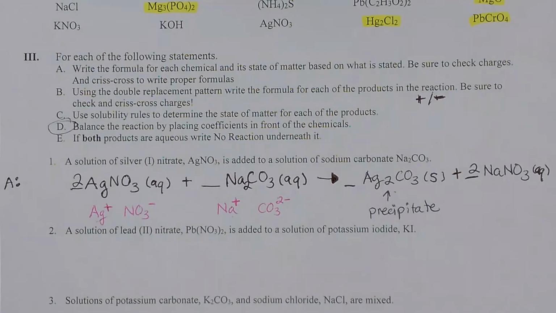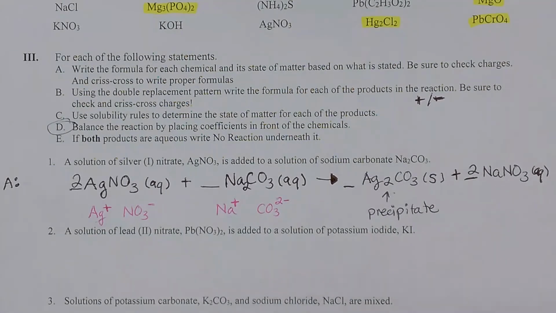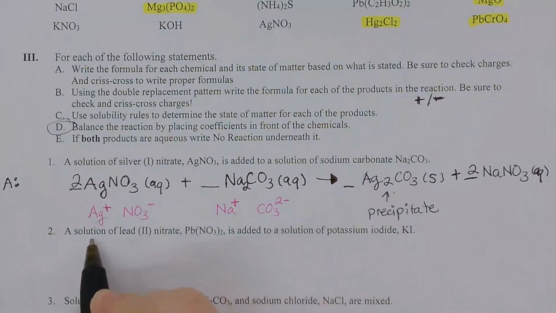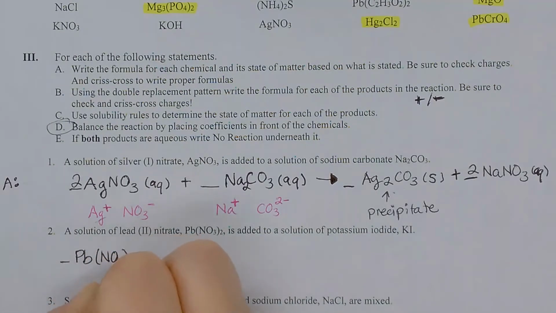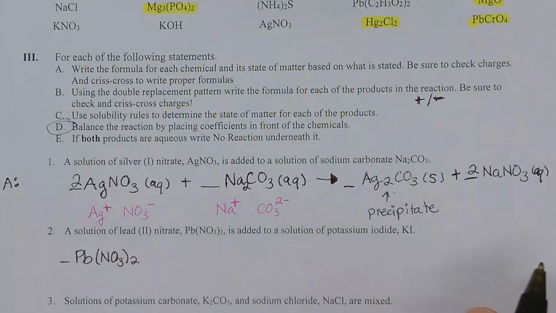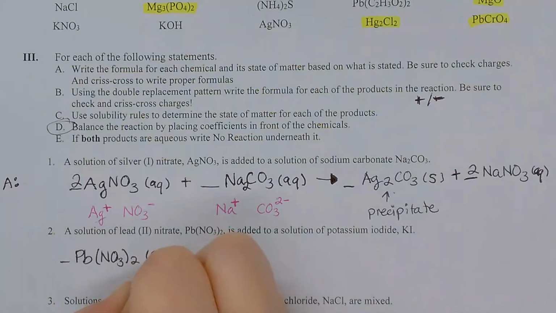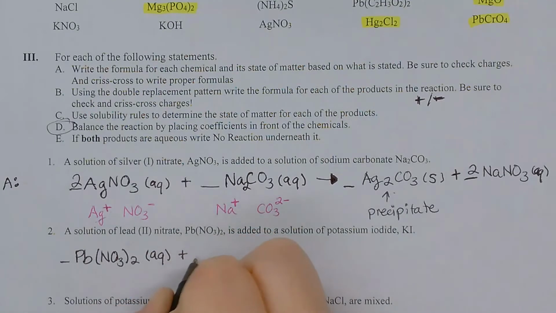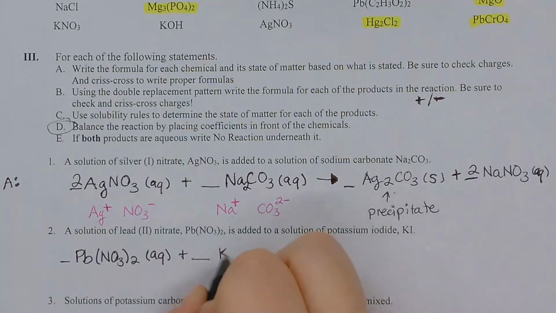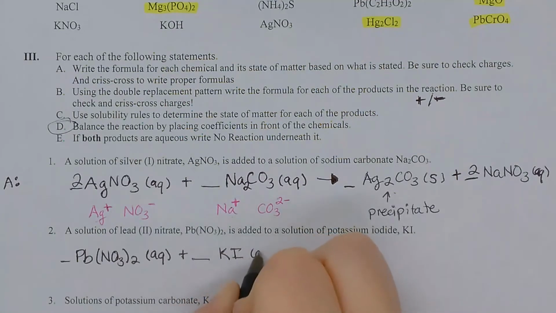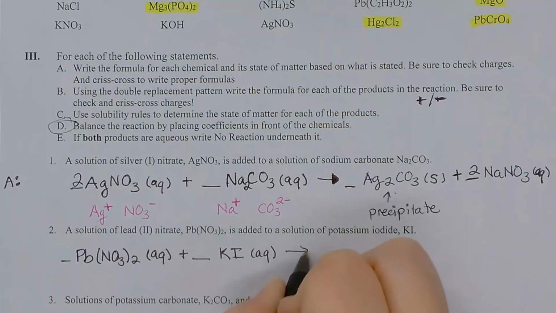So we're going to try another one. Same process. We're going to start with our chemicals, a solution of lead 2 nitrate. So my blank for balancing, lead, nitrate, and then there's the 2. It says it's a solution, so we write it as aqueous, and it is added to a solution of potassium iodide, KI. And it's a solution, so it's aqueous.